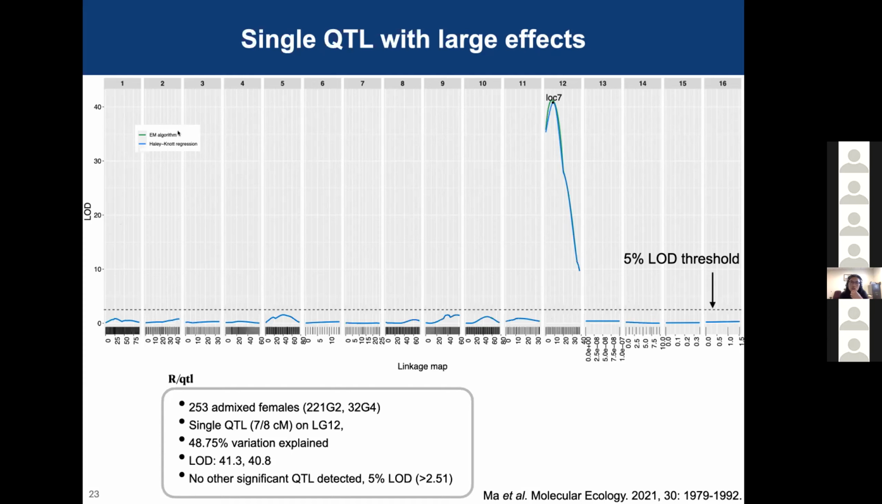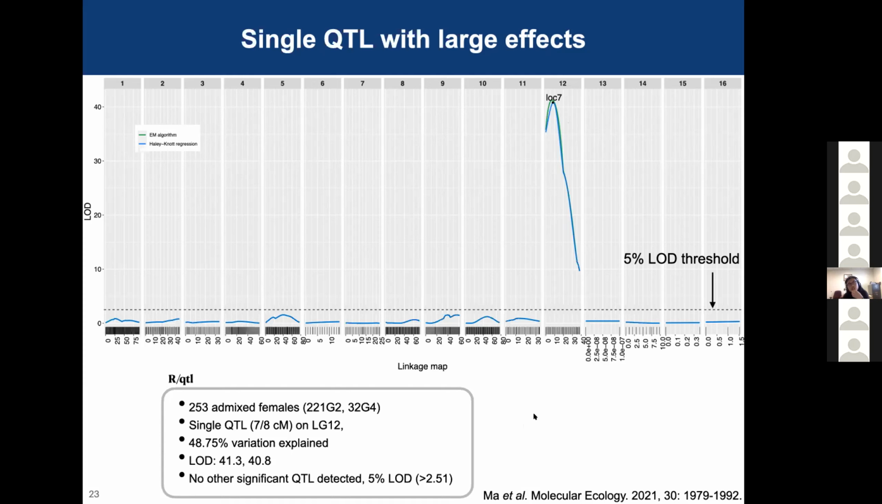Above the 5% LOD threshold, we detect a single big QTL in linkage group 2. Regardless of which algorithm we use, they always detect a similar region in linkage group 2. This single QTL can explain up to around 49% of the phenotypic variation. Furthermore, above this 5% threshold, we didn't detect any other significant QTL throughout the whole genome, and we also didn't find any interactions among the detected QTLs.